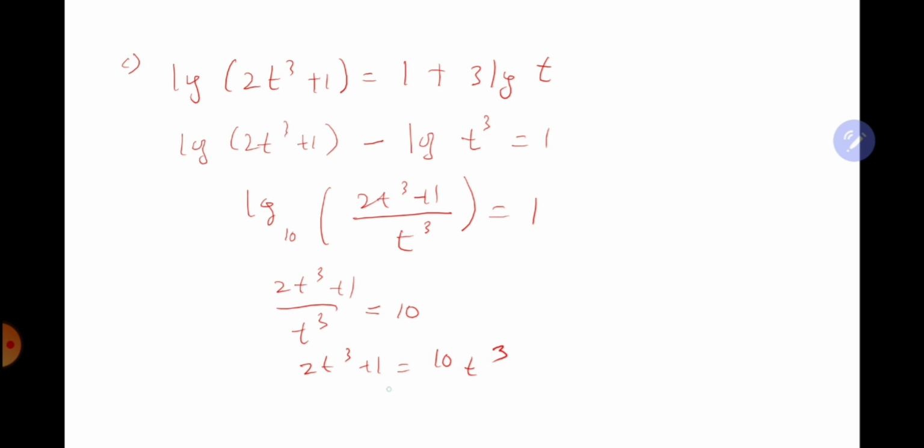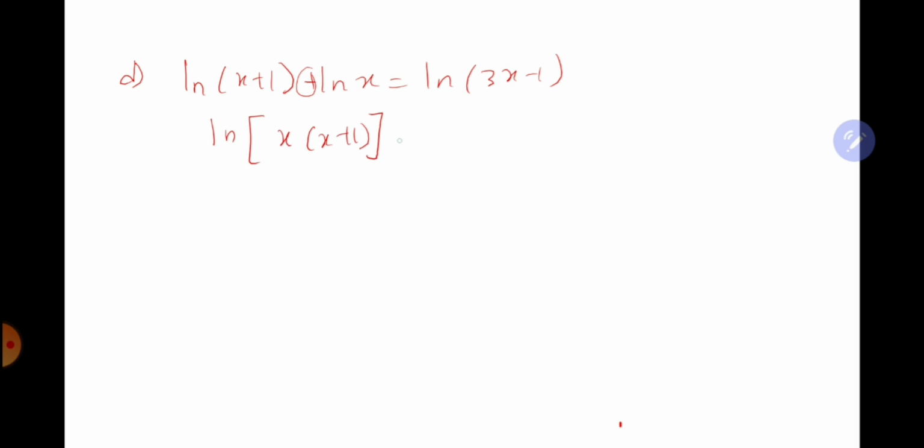So yang ni you simplify, you will get 8t cube equals to negative 1. Sorry, yang ni plus 1. Okay, so you will get 8t cube equals to 1. So t will be equals to cube root of 1 over 8, which is equals to 1 over 2. Okay, so bila you check t equals to half, nanti dia akan satisfy lah this equation. So t equals to half is a solution. Okay, now for question D.